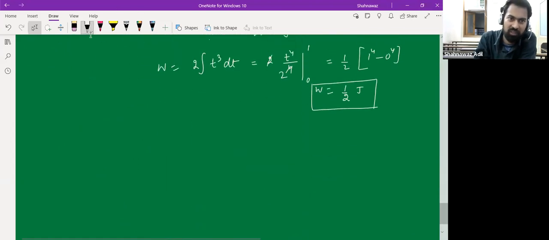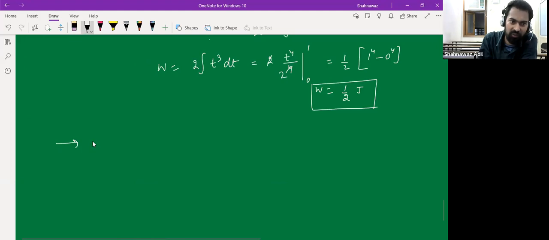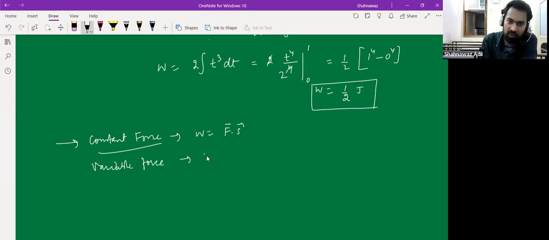So please keep in mind that if you have a constant force, then you apply work done as F dot ds. And if you have a variable force, then you apply the integral form, so F dot dr.